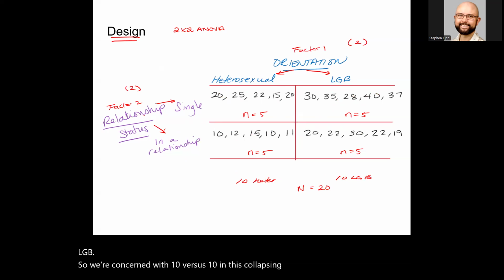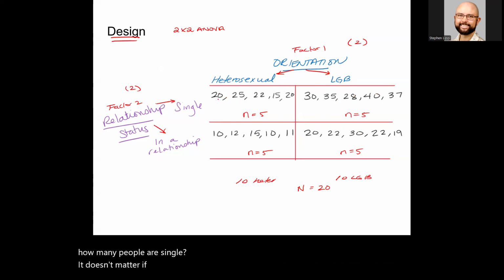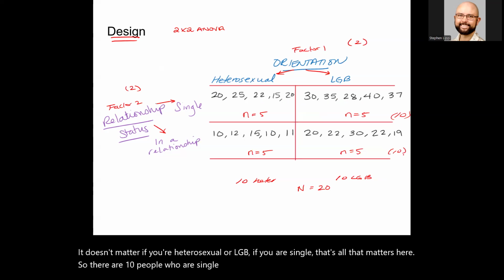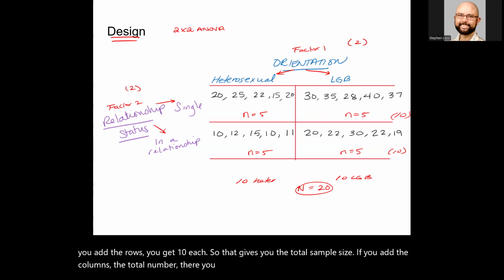Same thing with relationship status. How many people are single? Well, it doesn't matter if you're heterosexual or LGBT. If you are single, that's all that matters here. So there are 10 people who are single, and there are 10 people in a relationship. Notice that if you add the rows, you get 10 each. So that gives you the total sample size. If you add the columns, the total number there, you get 10 each. That gives you 20.